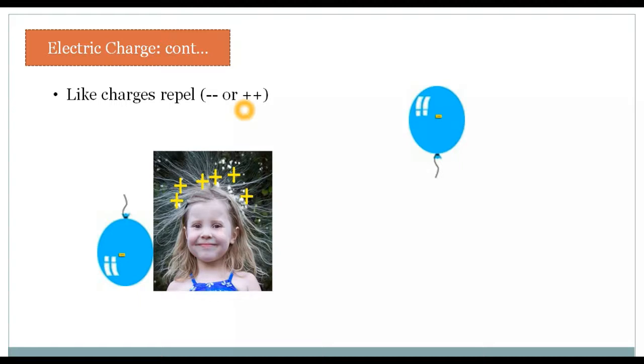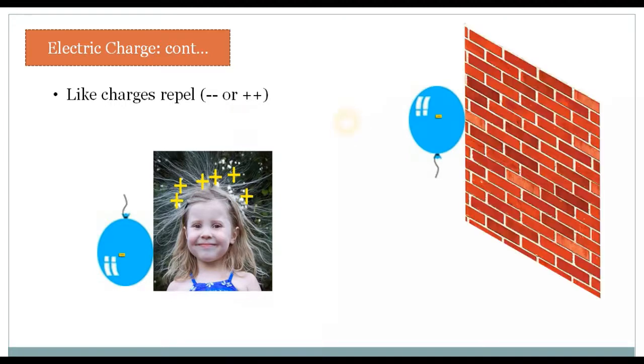So similar charges, as both the balloons have similar negative charge, they will always repel each other. Now do the same experiment with a wall. Now bring one of the balloons near the wall. What happens? The balloon will stick to the wall. Why? Because the wall in this case is not negatively charged. The wall as a whole is neutral. The wall is not charged.